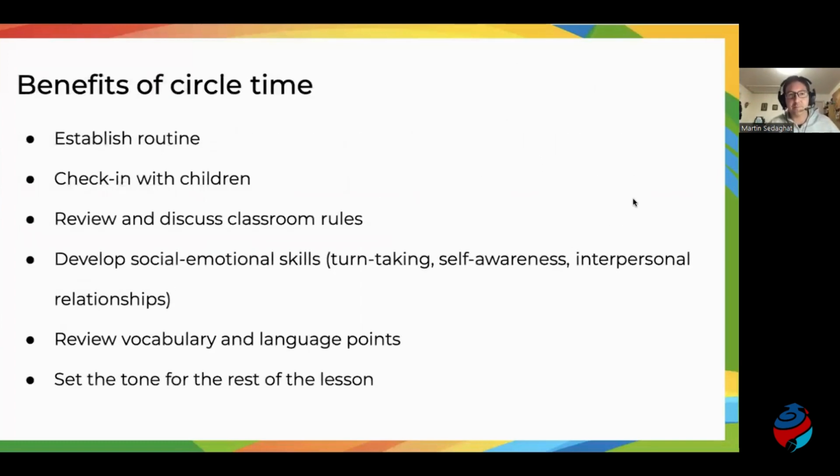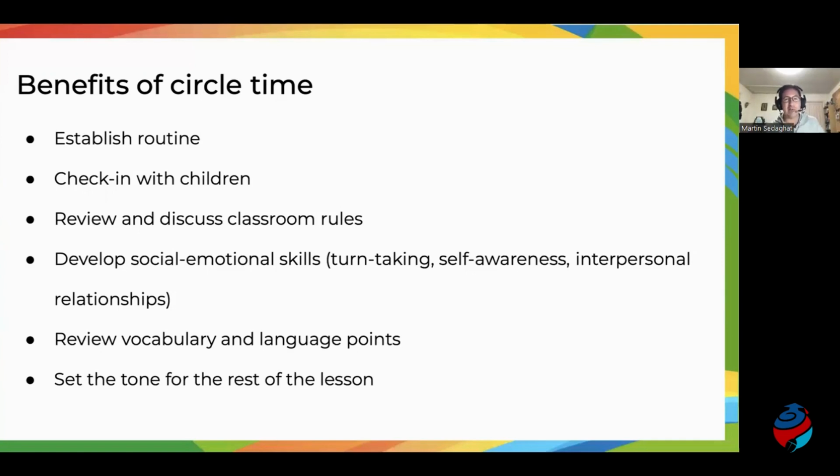Okay. All right. So there's lots of benefits, I think, to circle time. I know that a lot of people when they're teaching, or especially if you're going back and forth between different schools, you don't have a lot of time. You have to be very careful with the amount of time you have and how you use it. But I think that circle time can have a lot of benefits, and it's worth doing, worth thinking about.